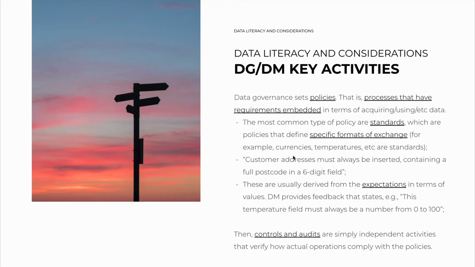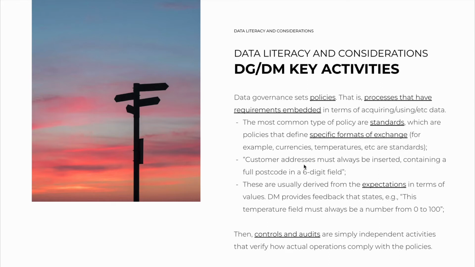As we mentioned, an example of a policy in this case for data entry is saying customer addresses must always be inserted, containing a full postcode in a 6-digit format. This is for data entry. You could have a policy for data deletion as well, such as saying personally identifiable information, or PII, must not be retained after the retention period is over, and it must be securely deleted. You can have dozens or even hundreds of policies for different departments, for different information stages, and with different requirements.